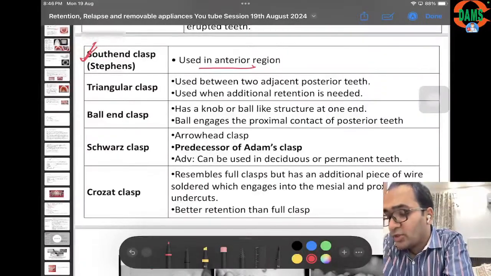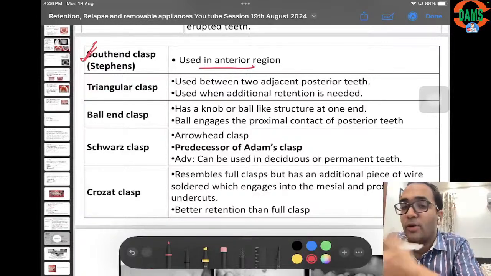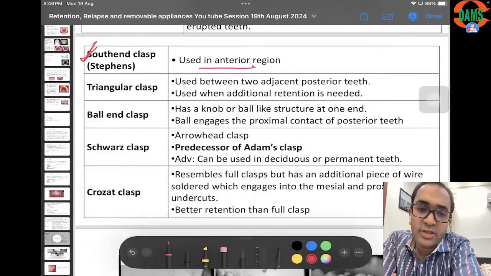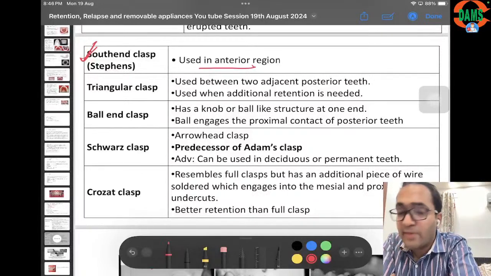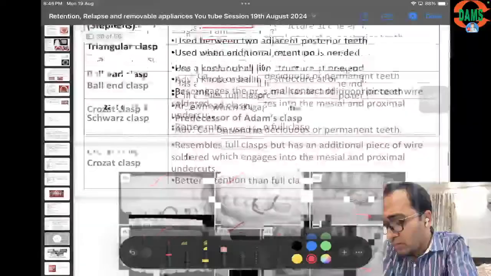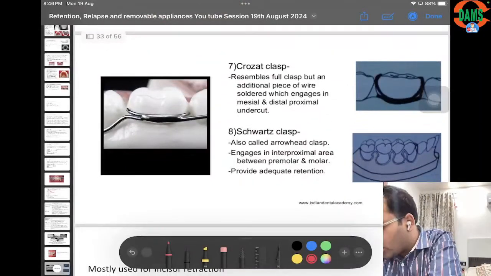Triangular clasp I have just shown you. Ball end clasp, used to engage the proximal contact of posterior teeth. Schwartz clasp or arrowhead clasp, it was a predecessor of Adams clasp, can be used in deciduous or permanent teeth. I'll just show you the image. So this is the Schwartz clasp. See the loops which are present.